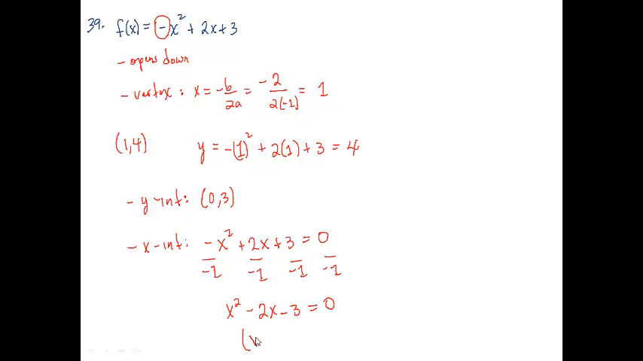This can be factored into x minus 3, x plus 1 equals 0, which means my x-intercepts are x equals 3 and x equals negative 1. Go ahead and make sure I skip steps here, so go through and take your time to make sure you can match what I get.